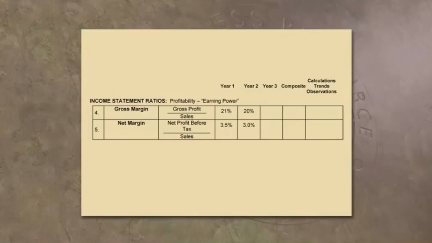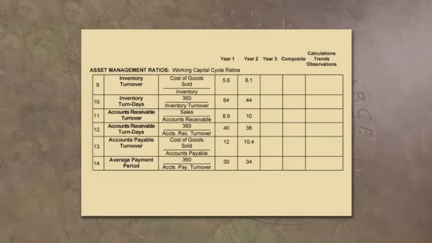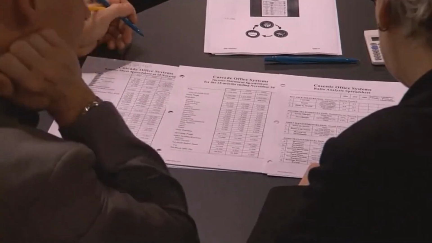Then ratios 4 and 5, income statement ratios, measuring what? Measuring profitability, right? Ratios 6, 7, 8, asset management ratios. The key word there, efficiency, and ratios 9 through 14, the working capital cycle ratios, huh? Measuring 9 and 10. If you just do me a favor, on your scorecard, circle the numbers 9 and 10 because they go together as a pair. 9 and 10, just one big circle around both of them.